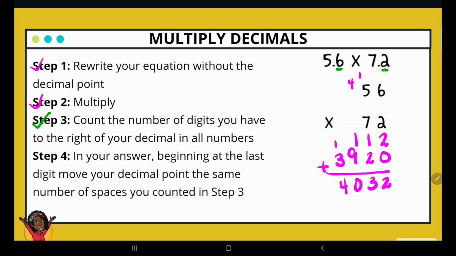Step 4 says, in your answer, beginning at the last digit, move your decimal point the same number of spaces you counted in step 3. In step 3, we counted 2 spaces. So starting here, I'm going to move 2 spaces. So the product of 5.6 and 7.2 is equal to 40.32.